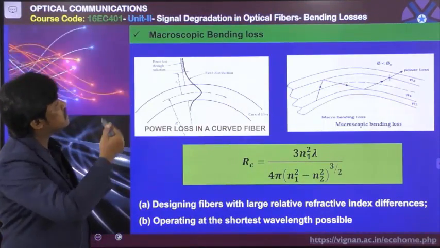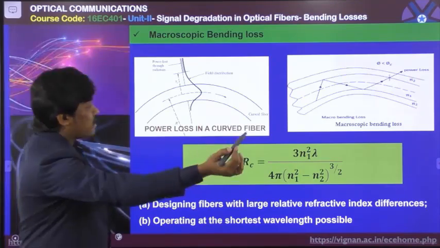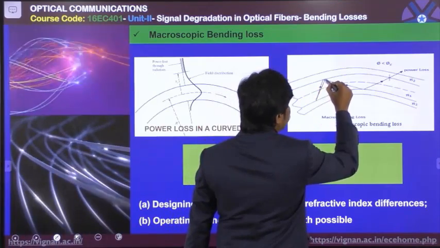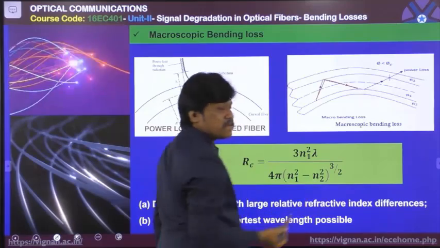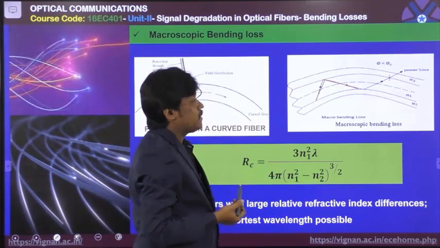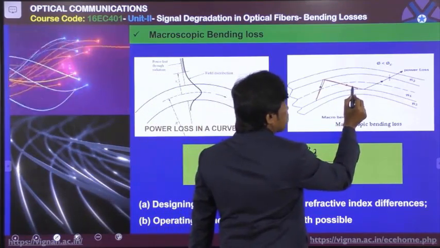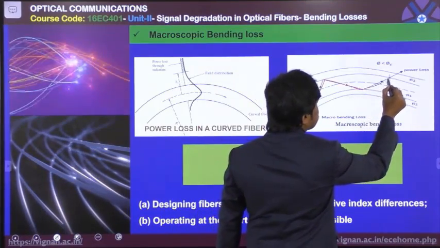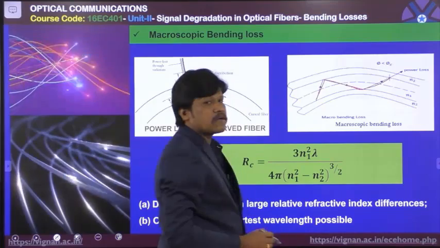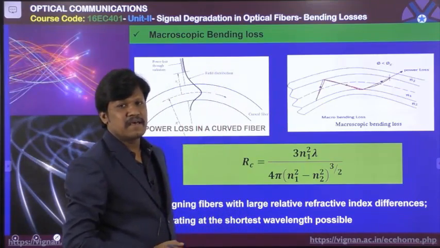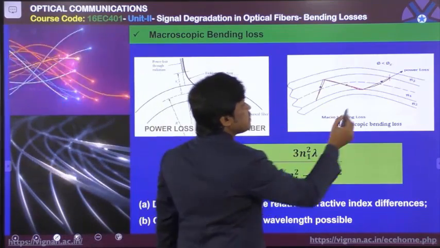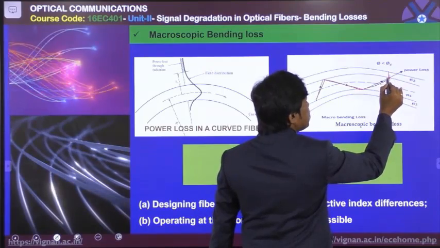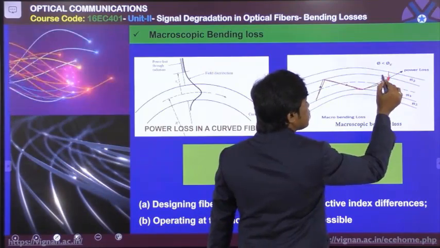So this is the macroscopic bending loss. As I already told, while optical light pulses travel with the principle of total internal reflection, at this place, because of macro bending, at this place of curvature of the radius, it will not maintain the critical angle condition.